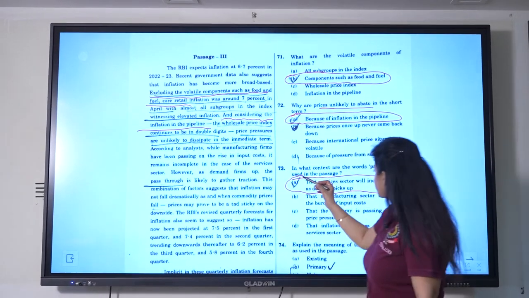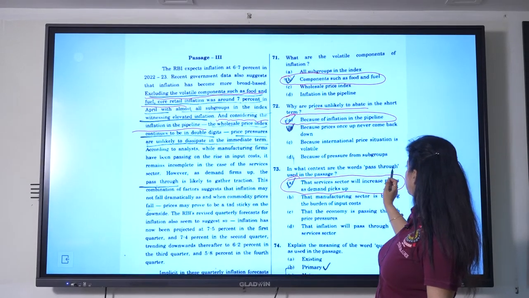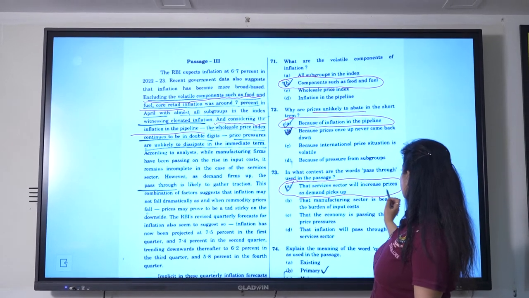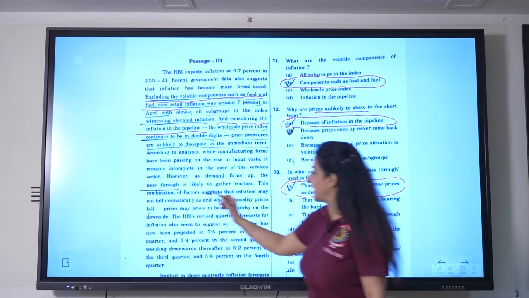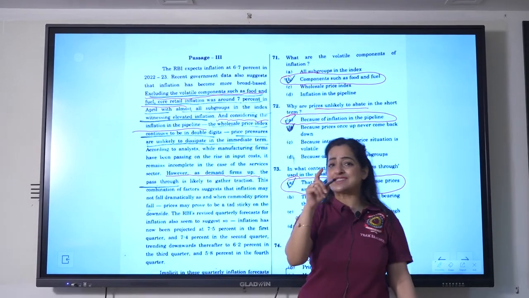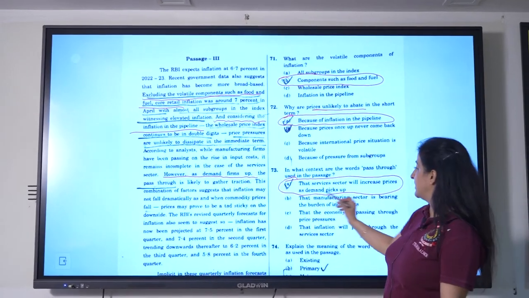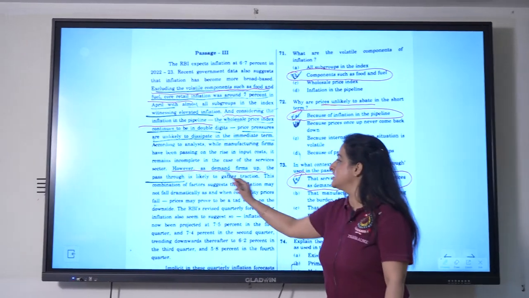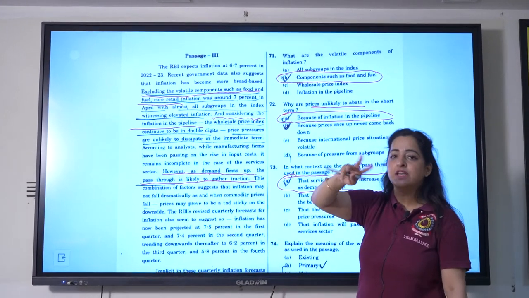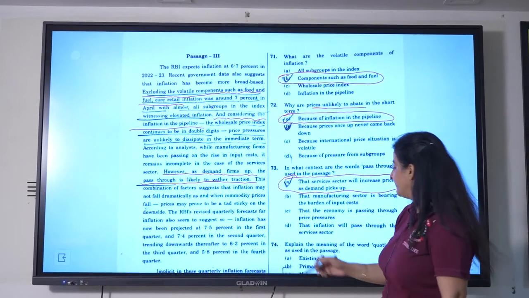Okay. Then question 73. Pass through. In what context are the words pass through used in the passage? The answer is, the service sector will increase the prices as demand picks up. Here it is. However, as demand firms up. So if you scan accurately, aap yahan keywords dekho na, demand picks up, demand firms up, the pass through is likely to gather traction. So usi ke aas paas answer hota hai. So the pass through, this is how it is used in the passage. Okay.